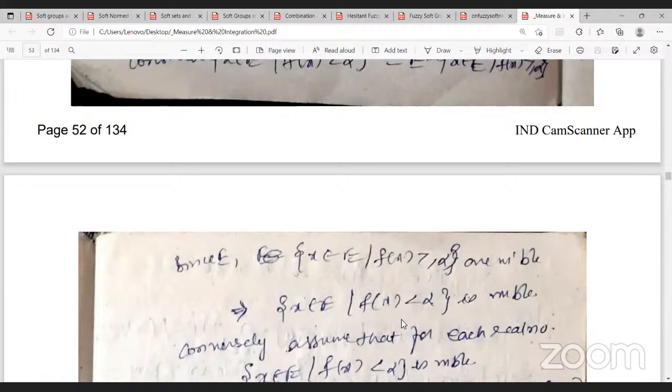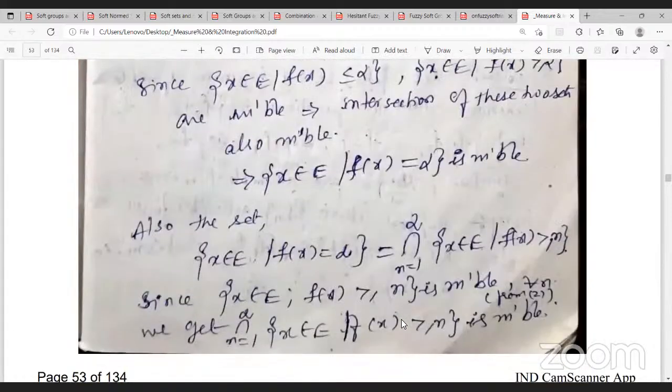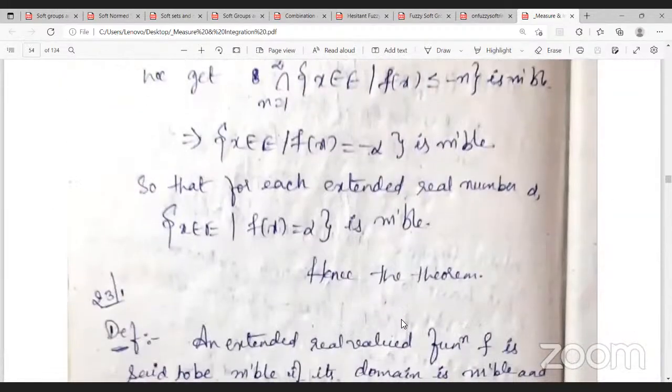Any function greater than alpha is a measurable set. Suppose alpha: alpha less than 0, or alpha in between 0 and 1, or alpha greater than 1. This is the function. Just define this function only. And one more theorem: alpha of x equal to minus alpha.